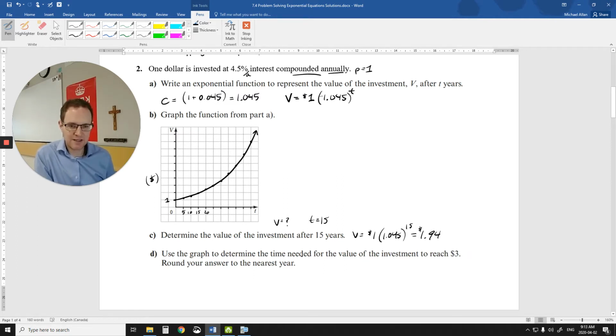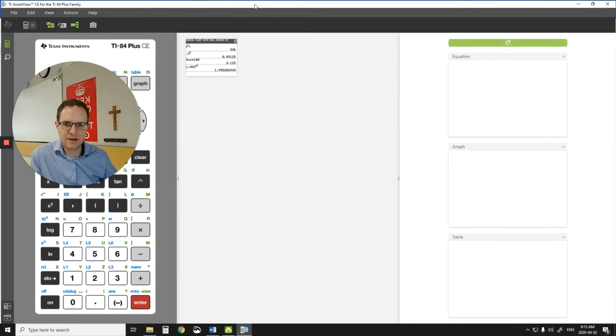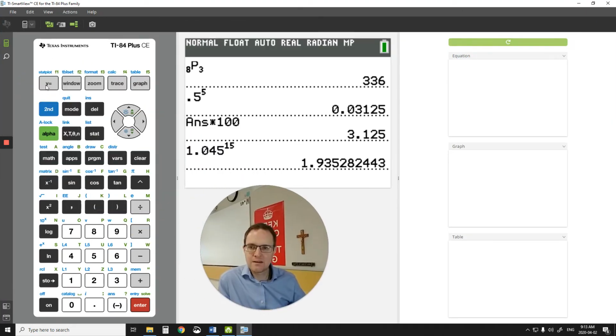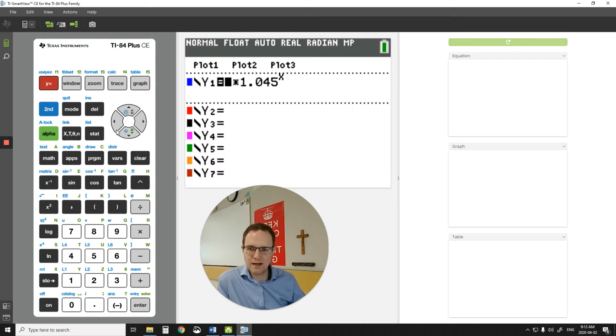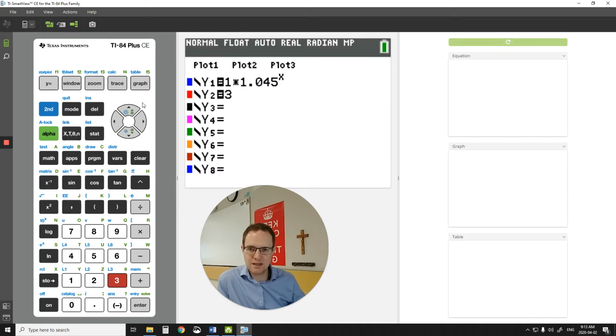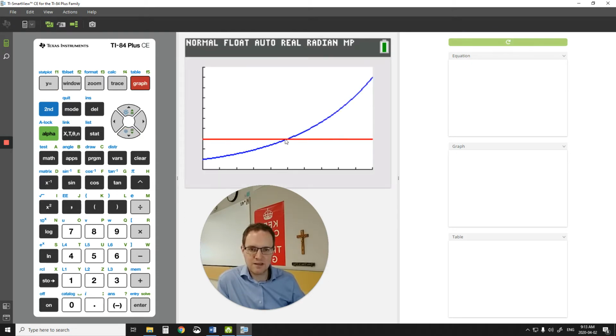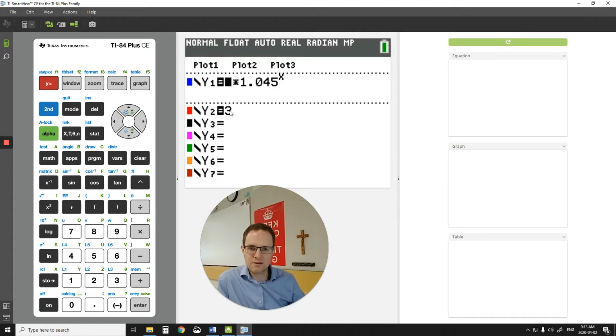Use the graph to determine the time needed to reach $3 exactly. Okay, so what I'm going to do for that is go back to my graph here. I want to know what $3 exactly is, so right about here somewhere, right? So I'm going to go to my y equals. I'm going to put 3 in here, and you're going to see I'm going to create a line at 3. So y2 has a 3 in it.